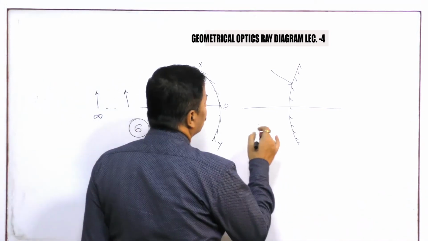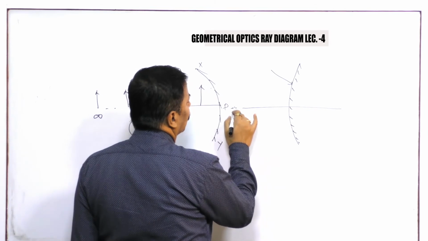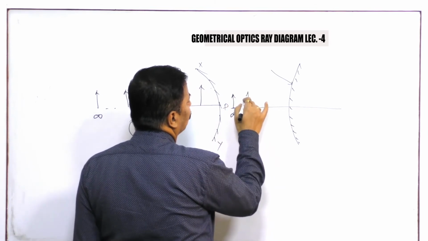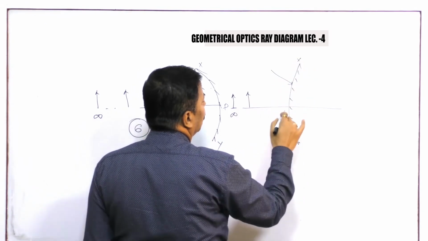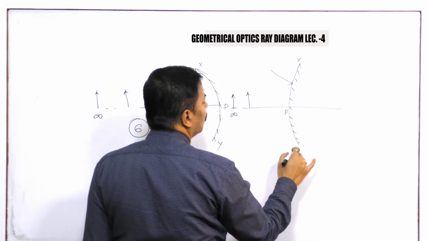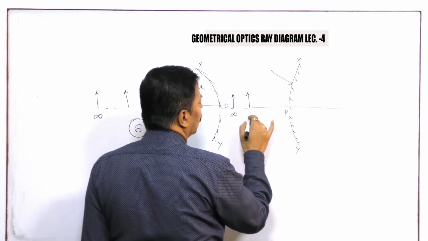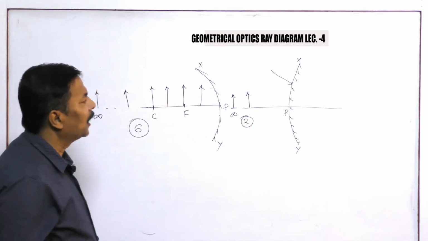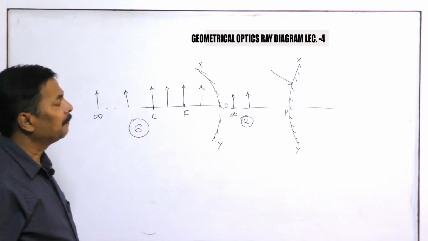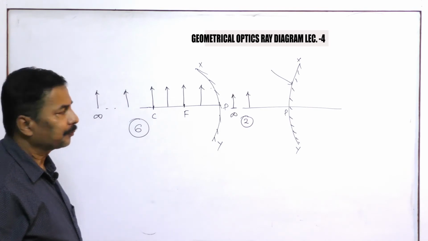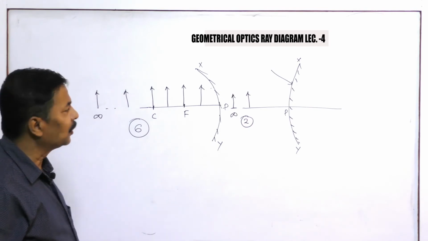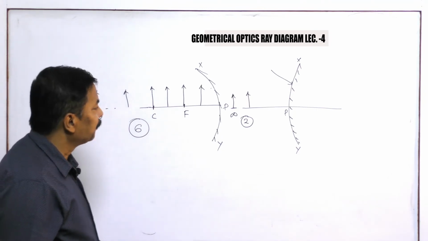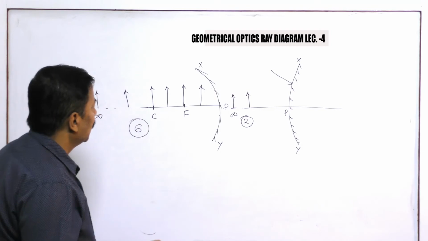And in convex mirror, one position we can consider at infinity and one position will be anywhere between pole and infinity. So 2 positions are there. So all together you have to remember the 8 ray diagrams. Now quickly we should revise the ray diagram formation and then we should see.